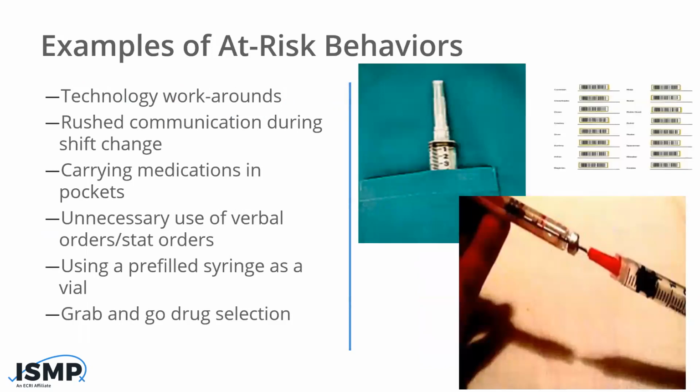So the next two slides are just examples of at-risk behaviors. Anytime we do a workaround, or don't use a barcode scanner, as an example of that, or use an override. Keep in mind though, everyone, some of the latent failures lead to these behavioral choices, right? From staffing issues to allowing use of overrides are two examples of that. Rushed communication between shifts, at a community pharmacy between the first and second shift of pharmacists, or on the nursing unit. Carrying medications, often unlabeled, in your pockets. Physicians unnecessarily using verbal orders when they can just enter the order themselves. Using a pre-filled syringe as a vial, grabbing and going without really seeing the label. Next slide, please.